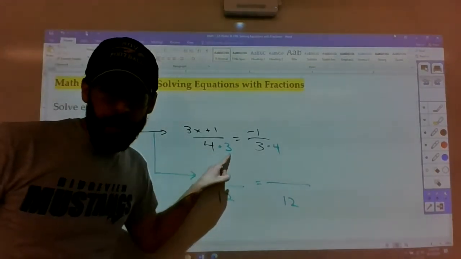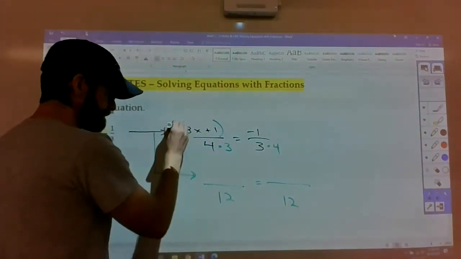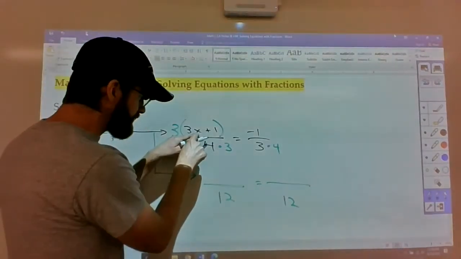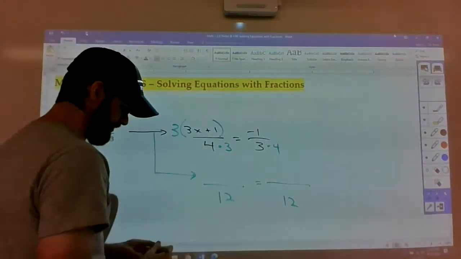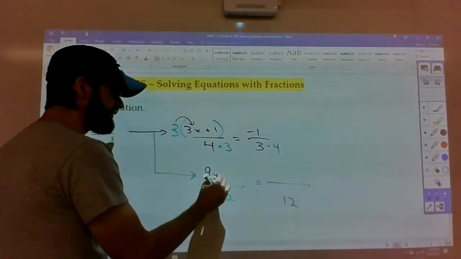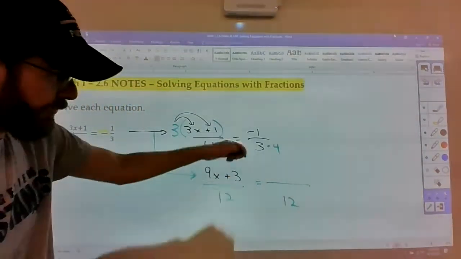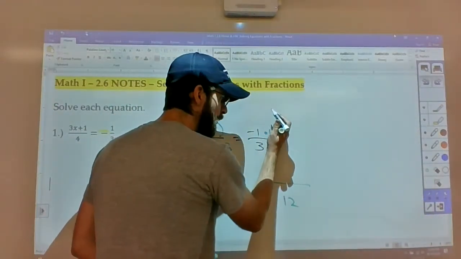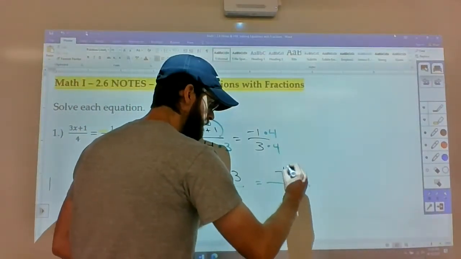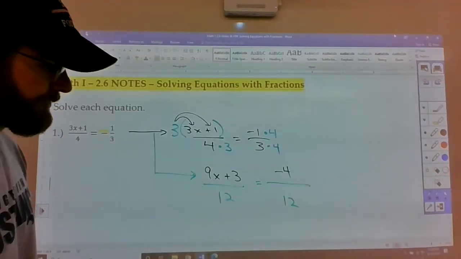What you multiply by the bottom must be multiplied by the entire top part. So this is 3 times 3x. So I'm just going to call it 9x right away. 3 times 3x is 9x. 3 times 1 is a positive 3. Okay? And then over here, I'm going to multiply that by 4 as well. Negative 1 times 4 is negative 4. So I found common denominators.